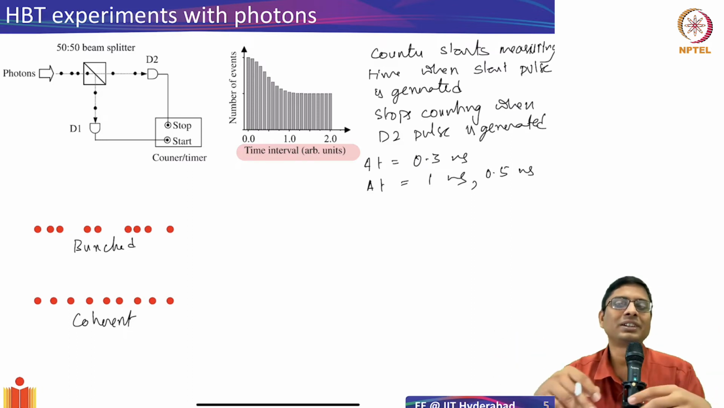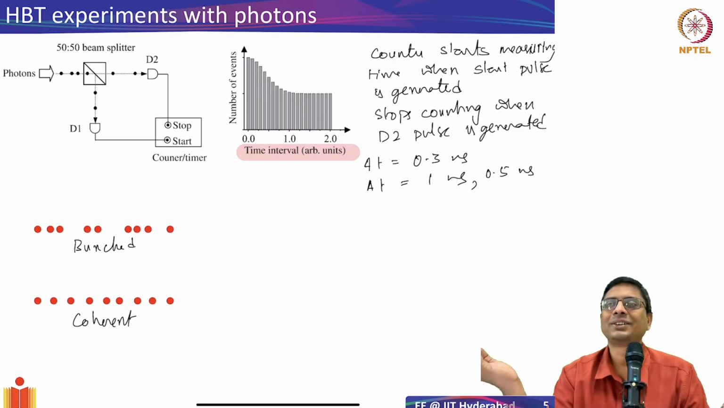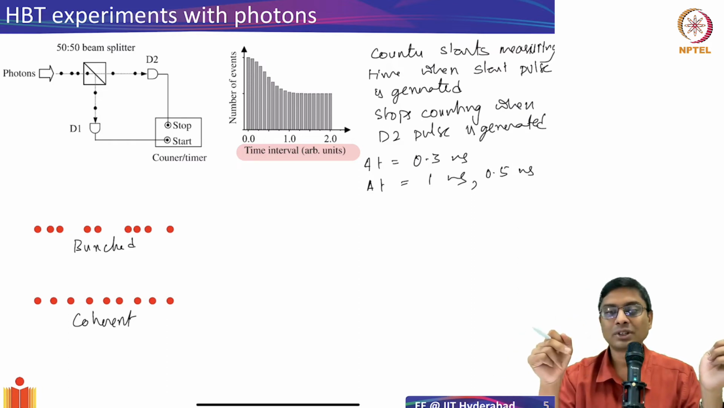Is it difficult to generate a histogram for million pulses? No. If you have a pulse rate of, let's say, 1 megahertz, that's enough. We can generate within 1 second at least 500,000 delta t's, right? Like that. Okay.